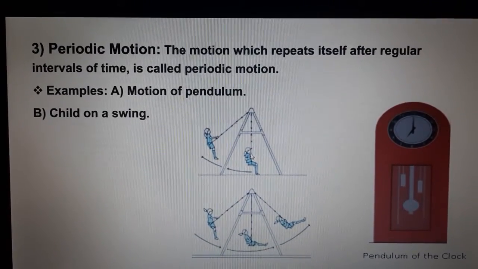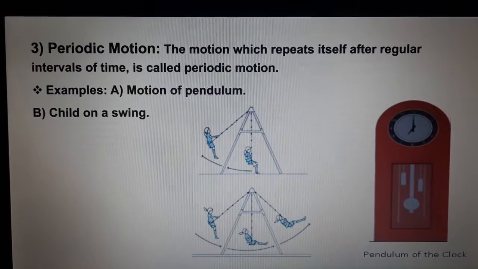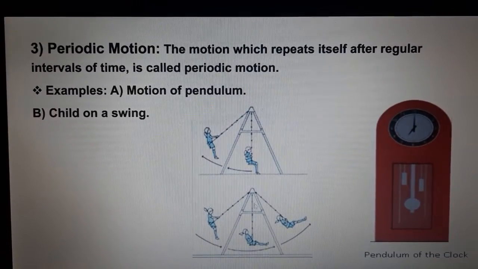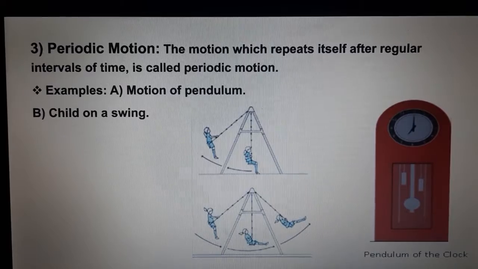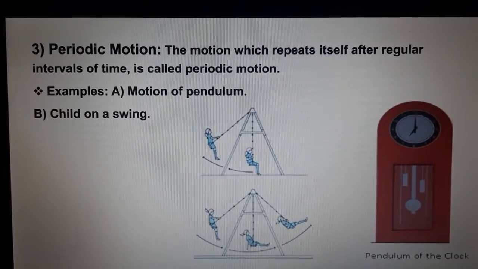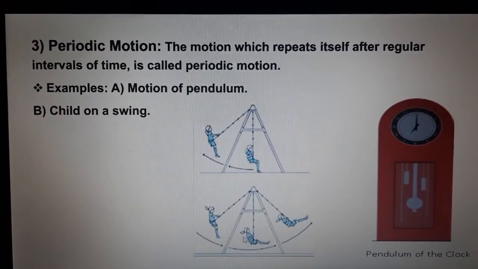The second one is the child on a swing. This child is going to and fro in the swing. So this kind of motion is also periodic motion.